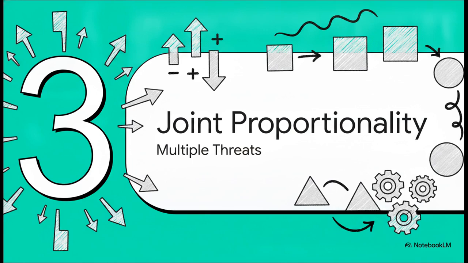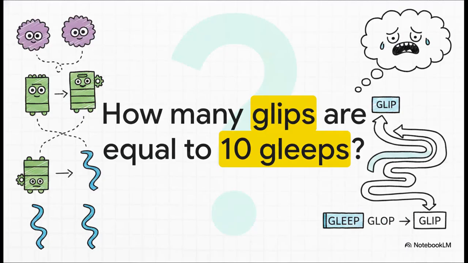Oh man, I'll take it from here. I am your math hype man. Section 3, joint proportionality. What actually happens when you face multiple threats at the exact same time? I mean, check out this absolute monster of a question straight from the source text. If 4 gleeps are 3 glops and 2 glops are 5 glips, how many glips are 10 gleeps? Are you sweating yet? We don't even have a direct conversion factor to go from gleeps to glips. The variables are linked through a middleman. How do we survive this multiple threat scenario?